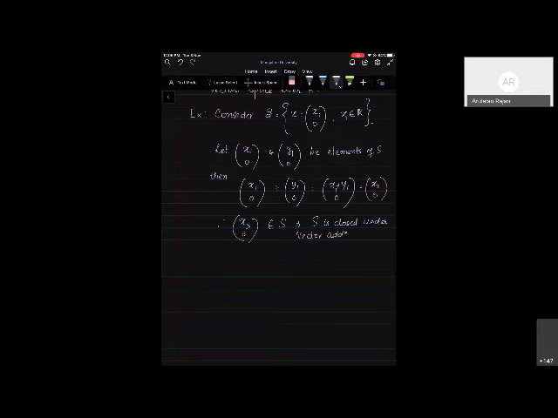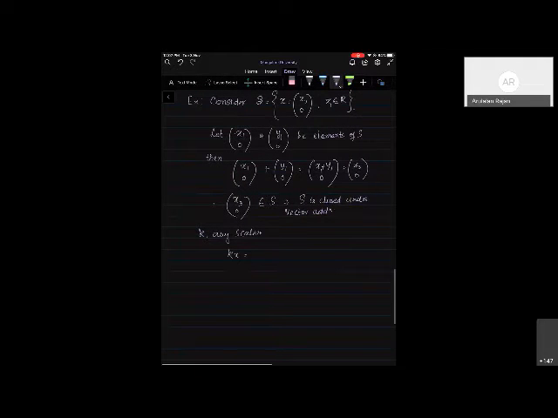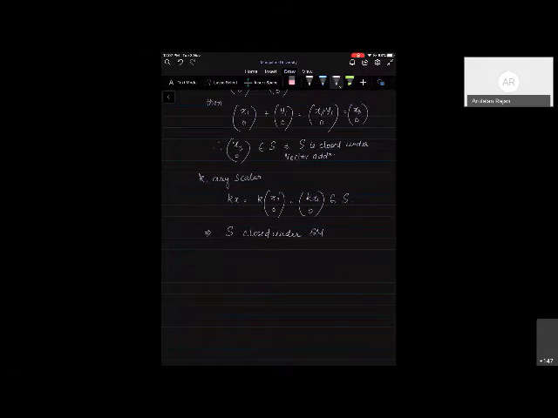Now I want to look at scalar multiplication. Let me see what scalar multiplication actually means. So let us take any scalar k. Now I'm going to look at what kx is. x is nothing but x1, 0, so kx is kx1, 0, which is also an element of S. That simply means this set S is closed under scalar multiplication. Third thing, if x1 is equal to 0, then 0, 0 is an element of S, so it contains the zero vector, over R.